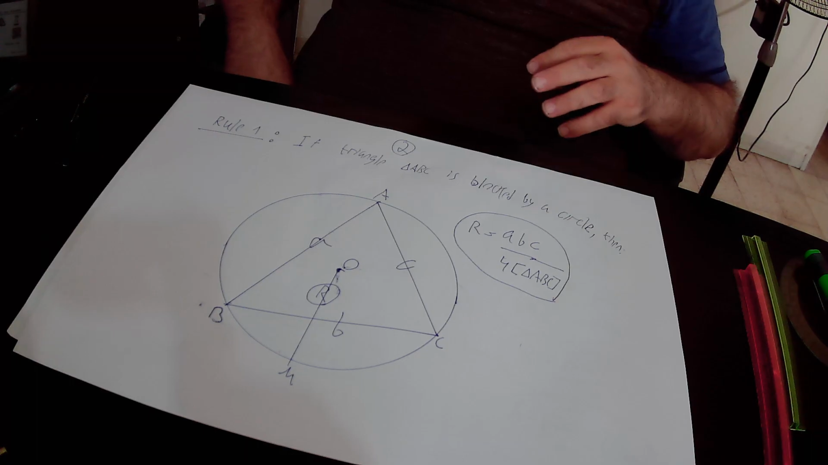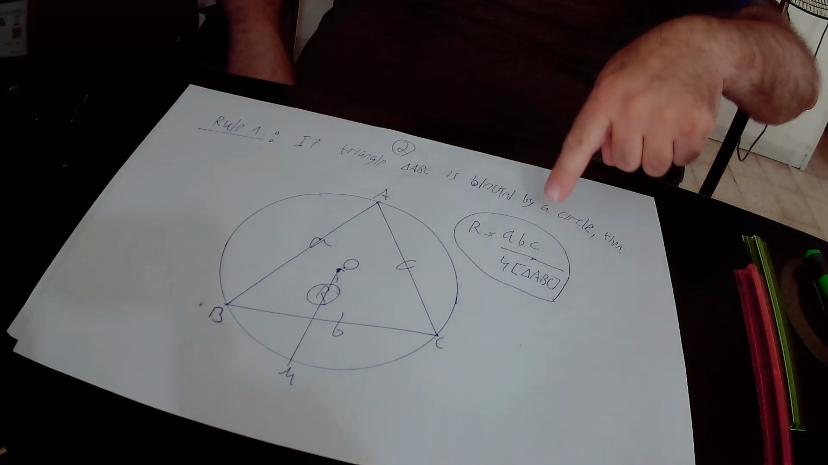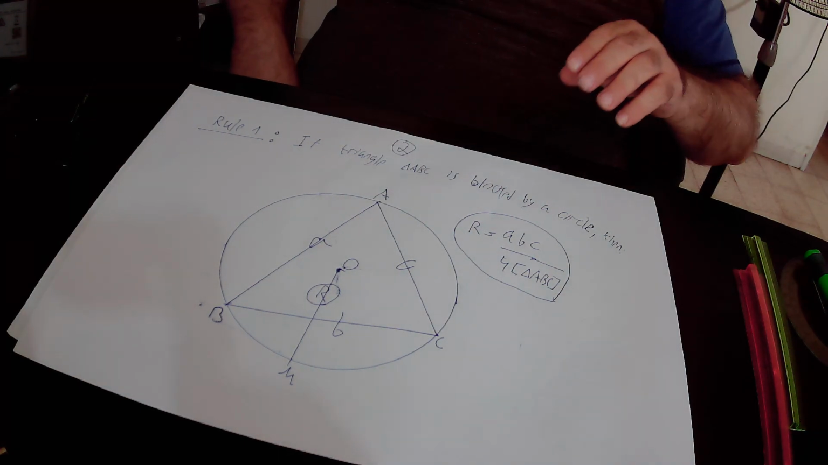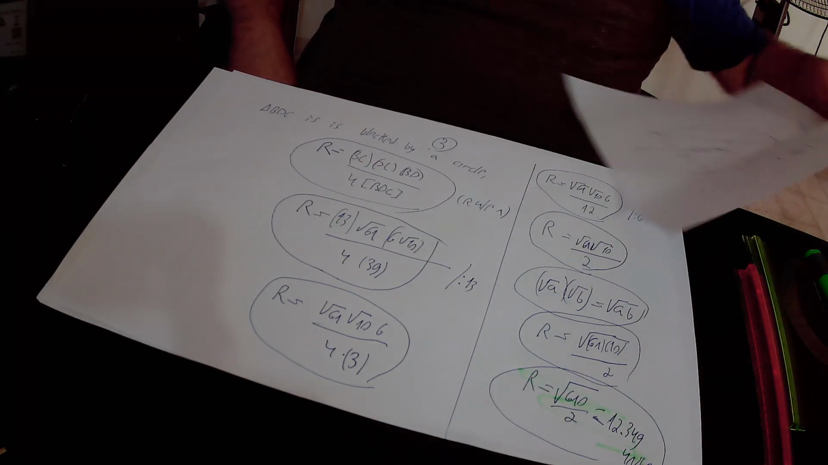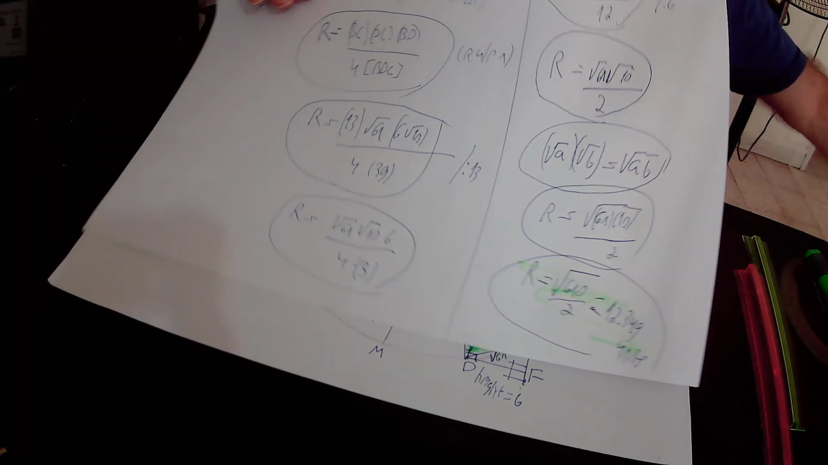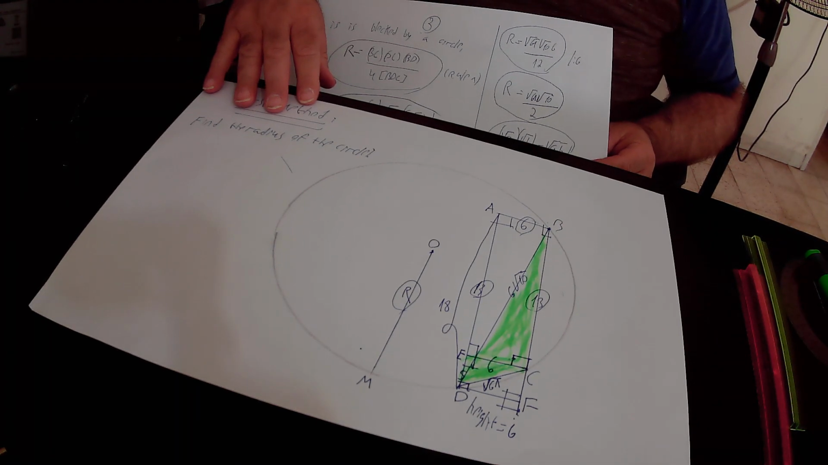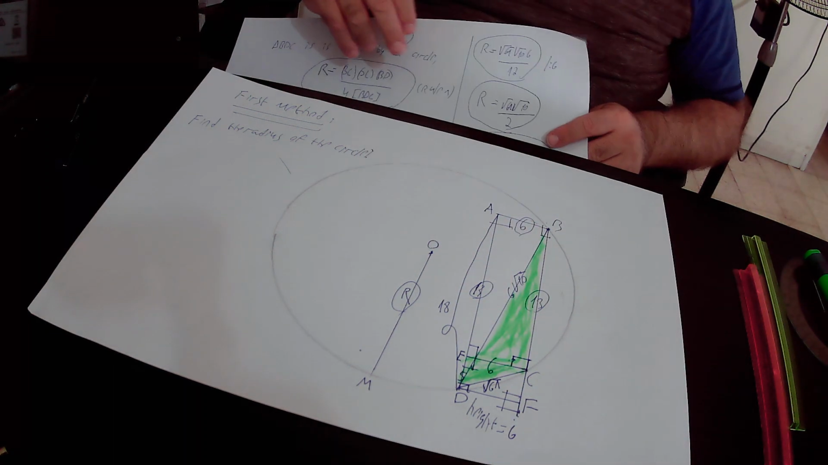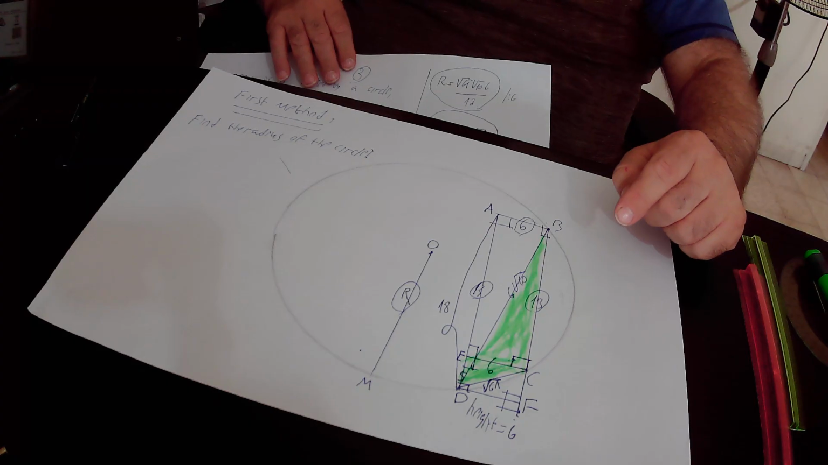Okay, so again, the radius of this circle that blocks triangle ABC equals A times B times C over 4 times the area of triangle ABC. We can actually implement this rule number 1 in our drawing. Why? Because in our drawing we have the green triangle BDC that is blocked by this circle.